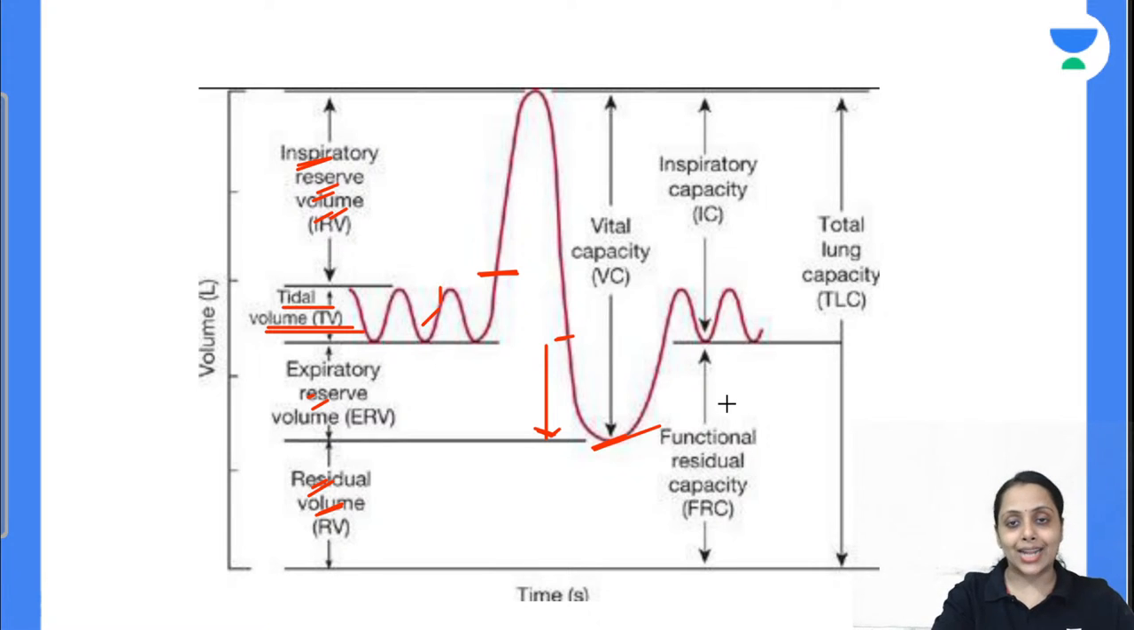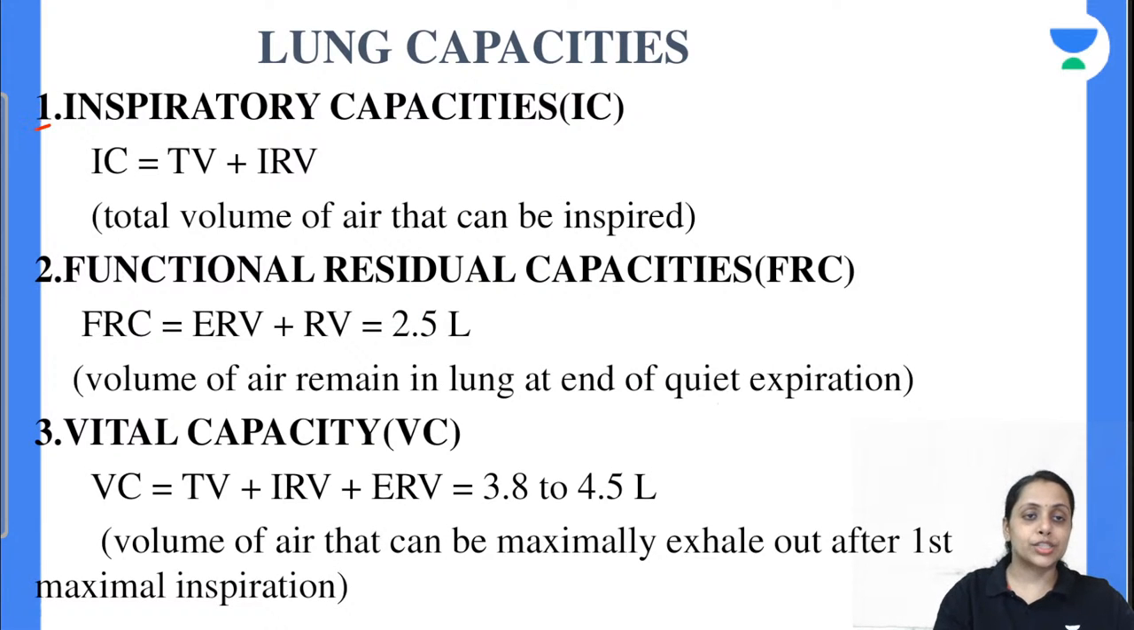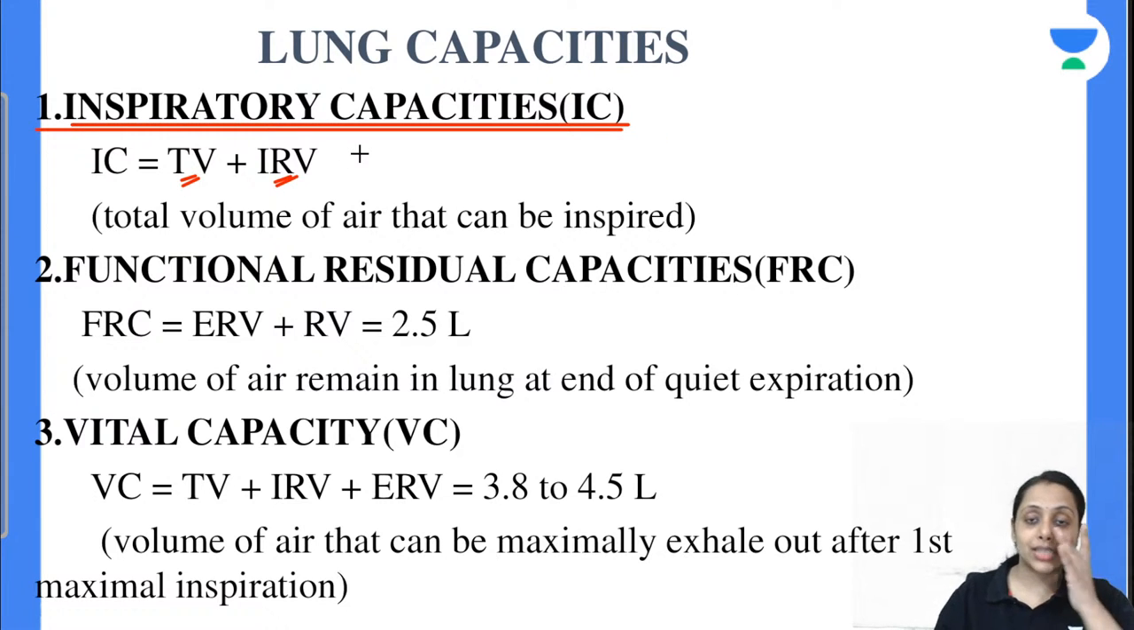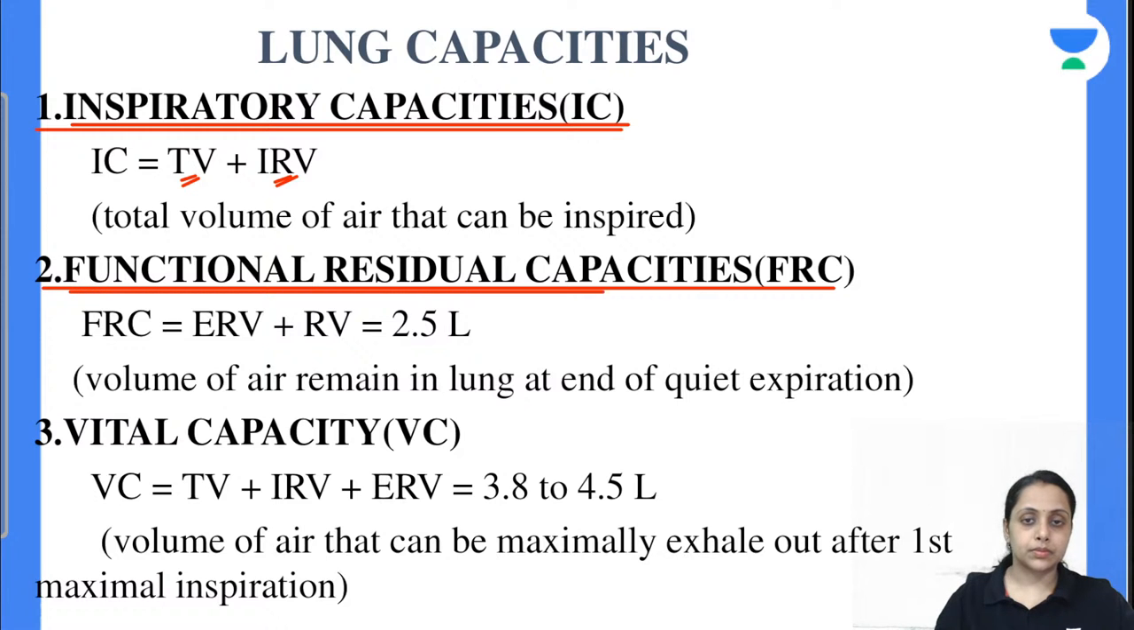Now coming to the static capacities. First is the inspiratory capacity. What is it? Our tidal volume plus inspiratory reserve volume is our inspiratory capacity. Next is the FRC, functional residual capacity. FRC is equal to expiratory reserve volume plus residual volume, and its value is 2.5 liters. Do remember, FRC is 2.5 liters.